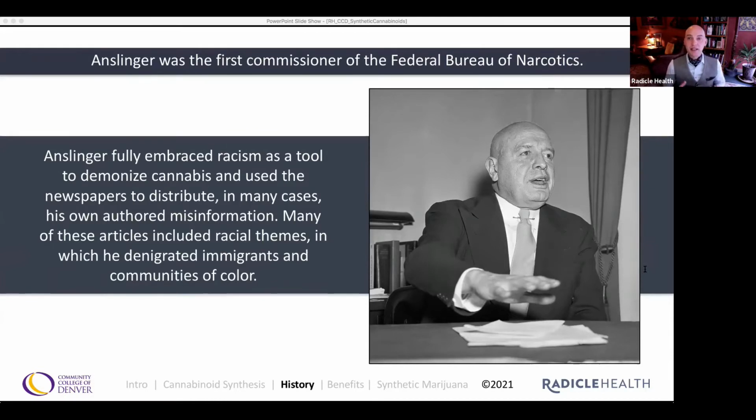Anslinger fully embraced racism as a tool to demonize cannabis, and he used newspapers to distribute, in many cases, his own authored misinformation. Many of those articles included racial themes in which he would denigrate immigrants and communities of color. Roger Adams was publicly criticized by Anslinger. Anslinger apparently perceived Adams as having a bit too much enthusiasm for his work after Adams had reportedly commented in mixed company about the pleasant effects of cannabis. Anslinger would publicly scold him, saying, quote, "In my opinion, this drug is bad for human consumption and should be painted so." An enemy of Anslinger is a friend of mine.